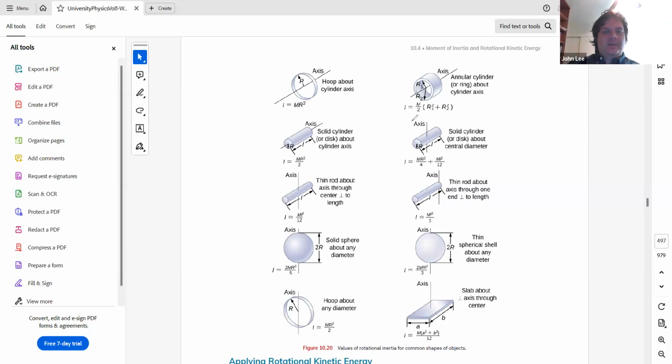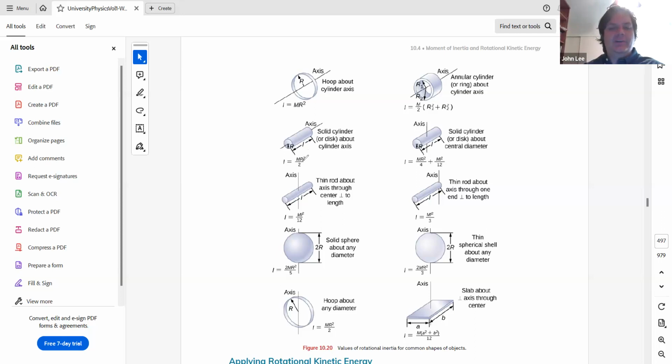The other thing to note is that you have the hoop, which is just I equals mr squared, and then you also have this cylinder, which is basically a hoop with material going all the way through the center, and that is going to have mr squared over 2. So depending on how the mass is distributed, depending upon the average value of r squared for each given mass, you're going to have different moments of inertia.